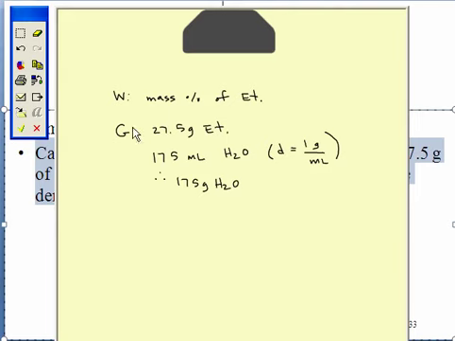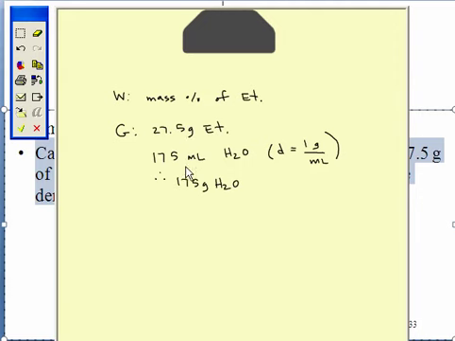So the first thing that I do is I write out what is wanted, the mass percentage of ethanol, and I'm just going to abbreviate it by ET here. So I'm given that I have 27.5 grams of the ethanol and that I have 175 milliliters of water. And these are the two components of my solution. This is the solute and this is my solvent.